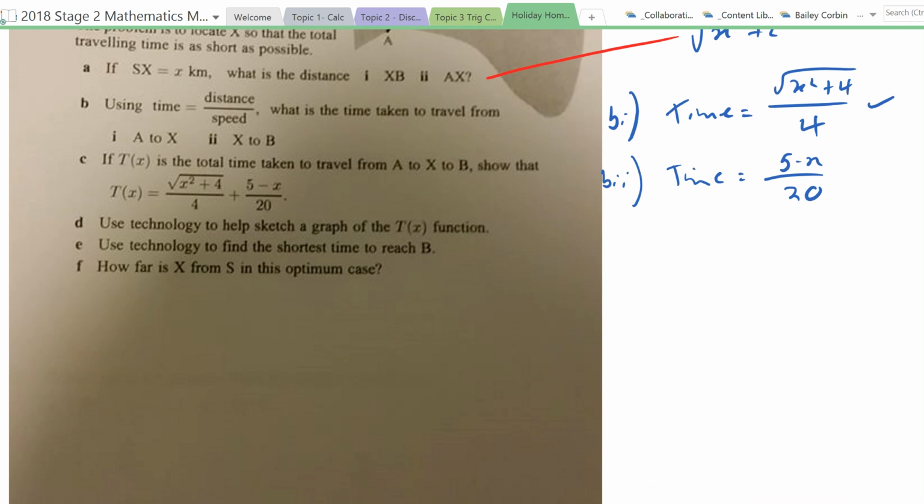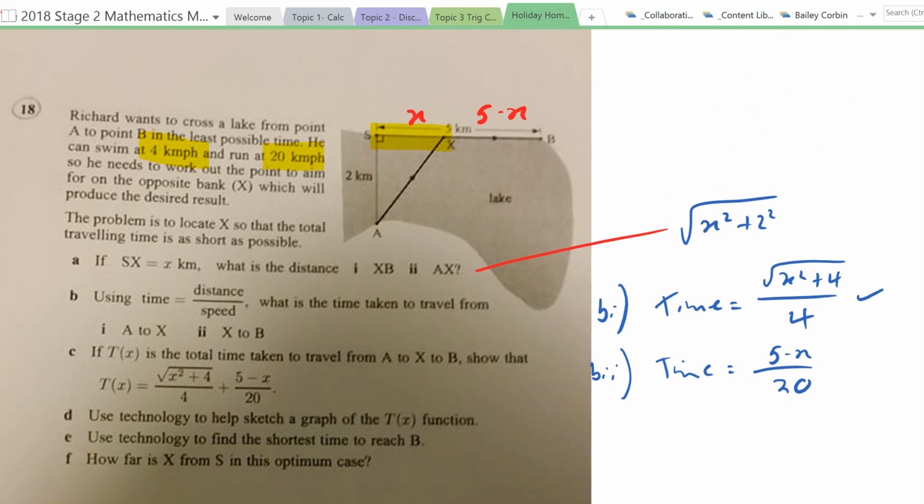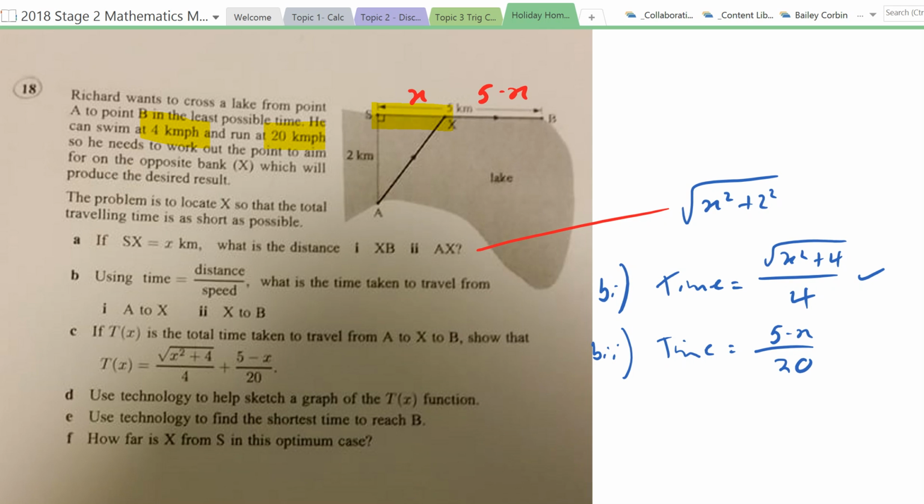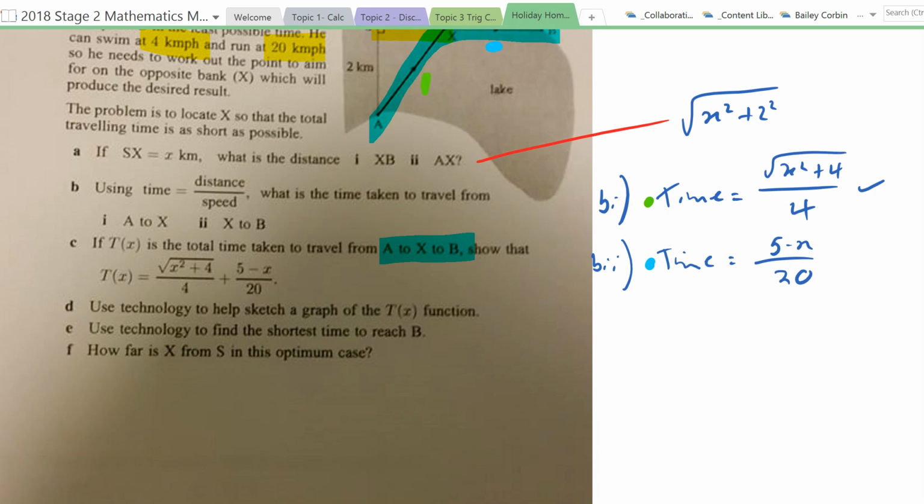If the total time taken to travel from A to B, show that. Okay, so this path here is this path. And what we've done is that this portion is that portion. This portion is that portion. And now they've just asked us to find what the total time is. And the total time is, well, it's the sum of these two. And note, that's that there.